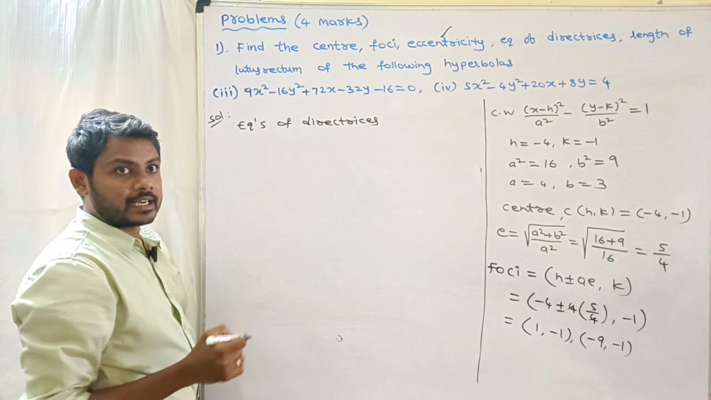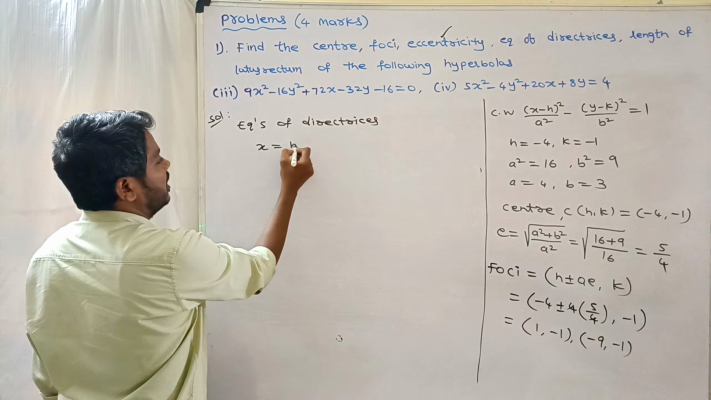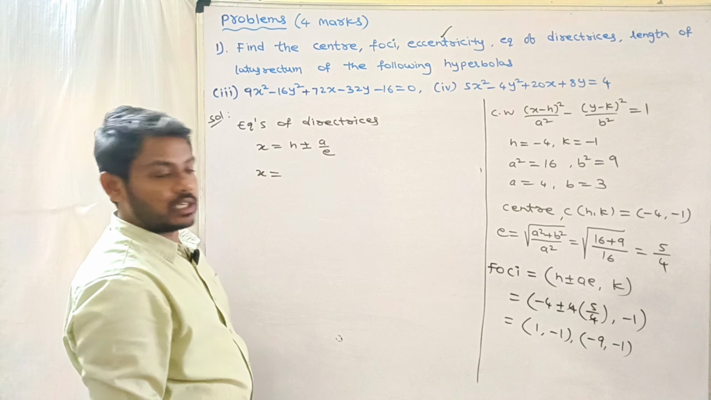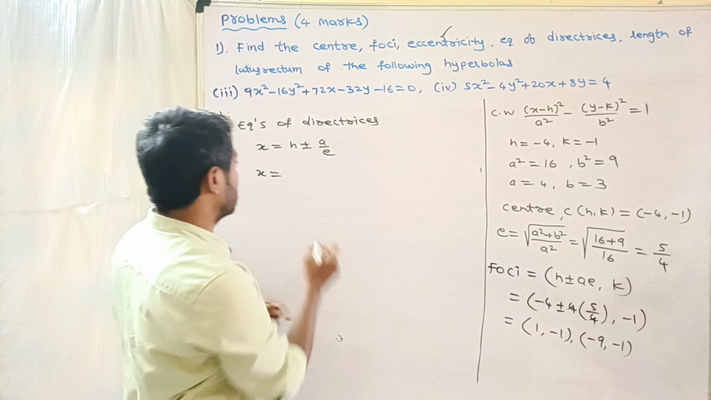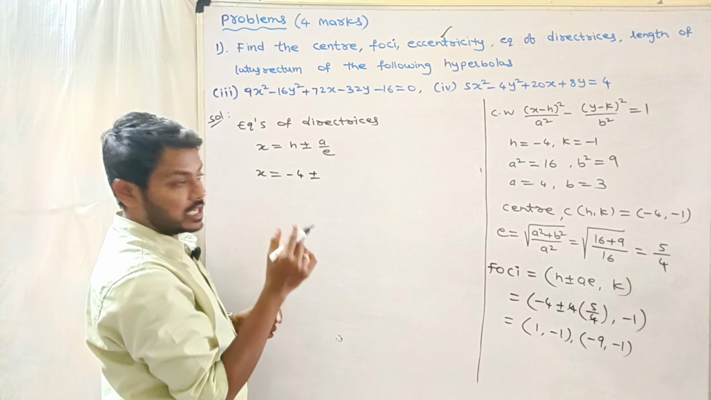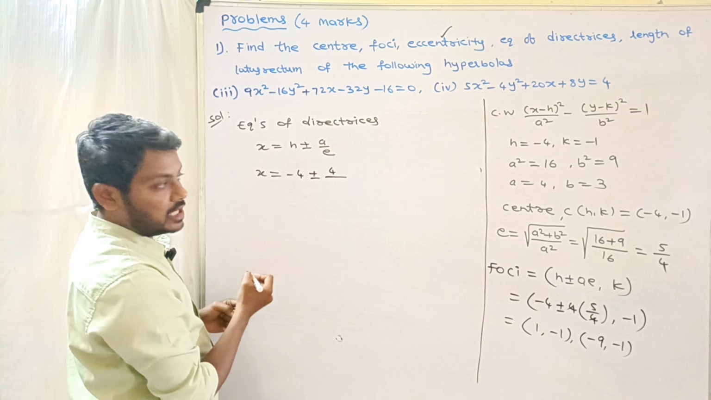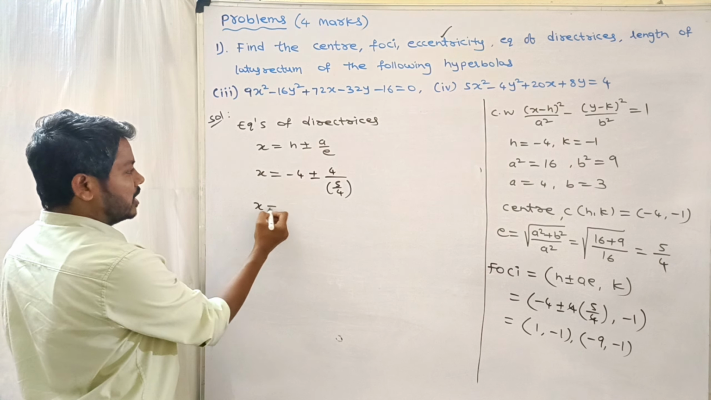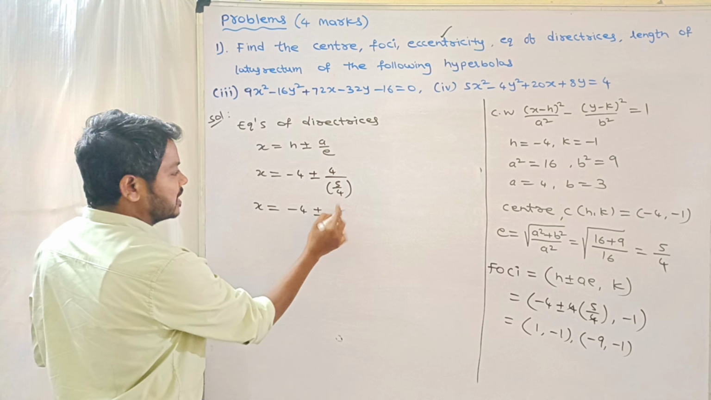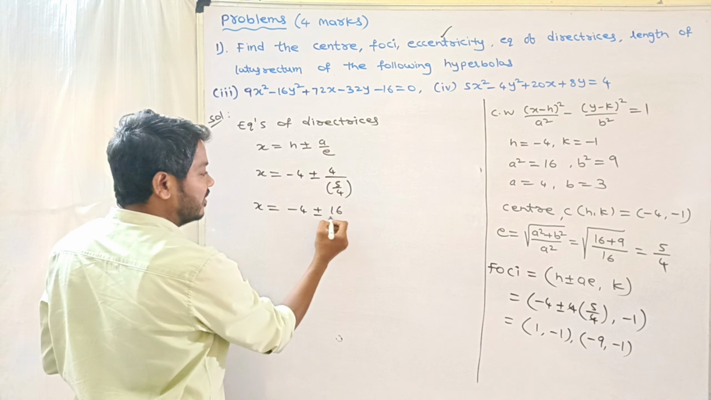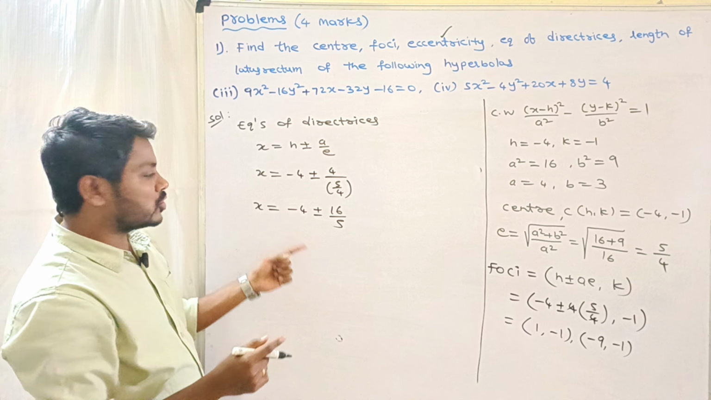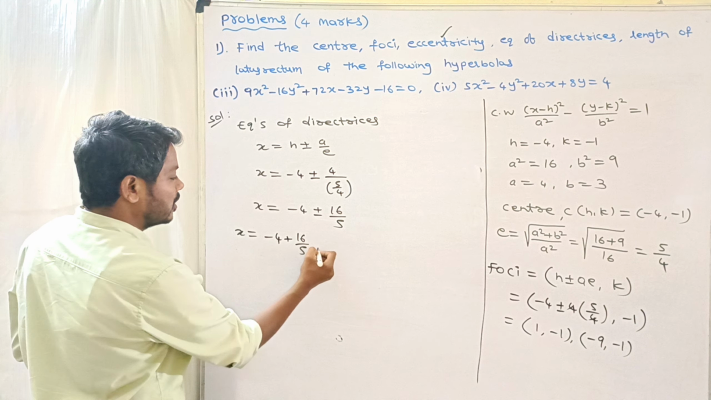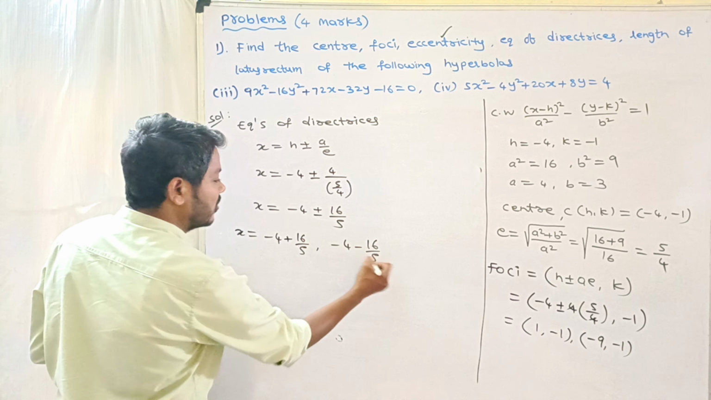Next one, equation of the directrix. What is the directrix equation? x is equal to h plus or minus a by e. So x is equal to, what is the h value? h is minus 4 plus or minus a, 4, divided by e. What is e? 5 by 4. Now x is equal to minus 4 plus or minus 4 fours are 16 divided by 5. So here also two possibilities: x is equal to minus 4 plus 16 by 5, and minus 4 minus 16 by 5.